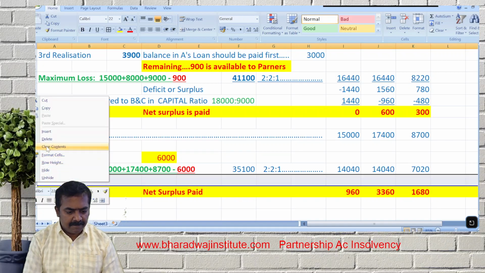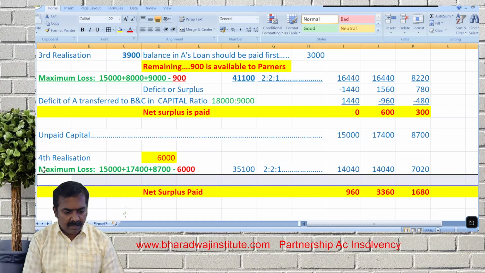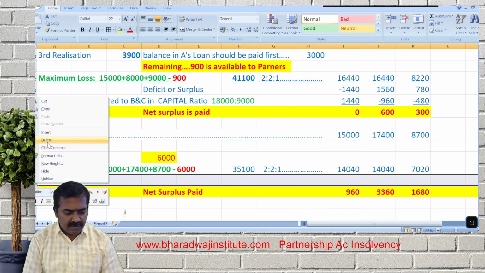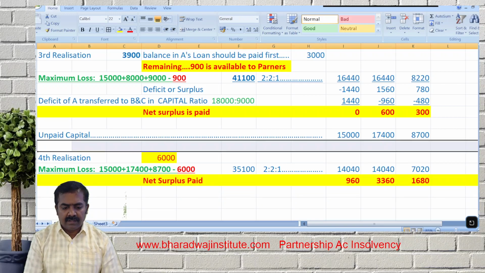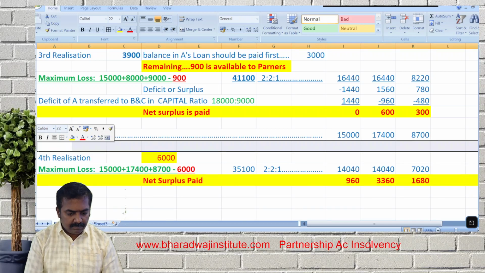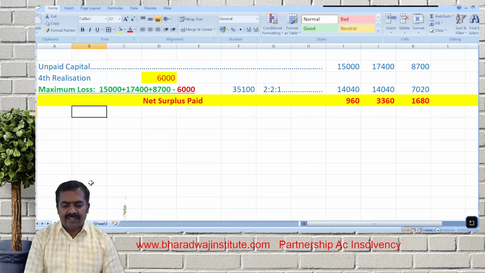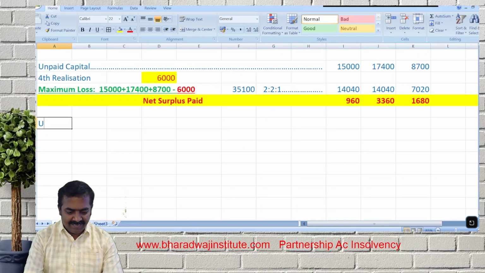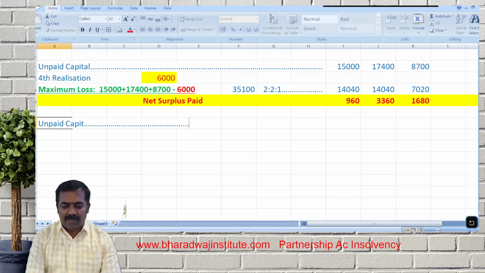Net surplus paid out. Net surplus paid. Next, again, we have to work out which one? Unpaid capital. Unpaid capital, how did we work it out?